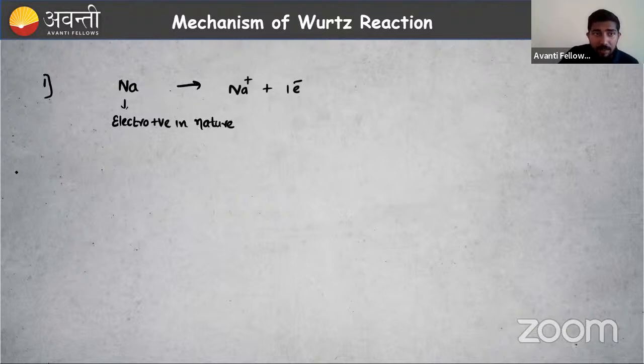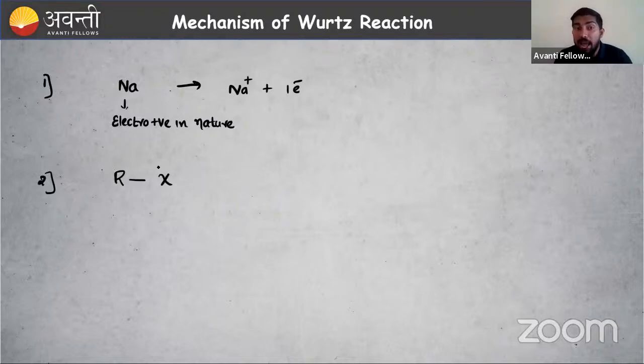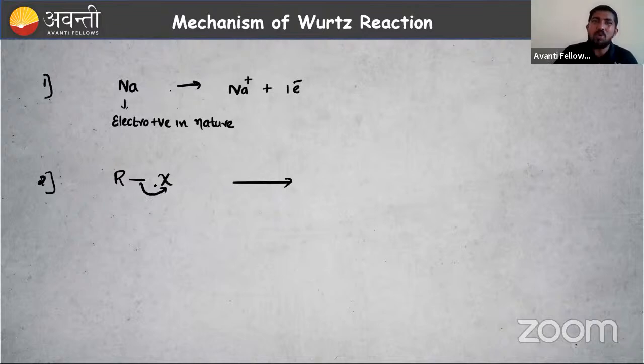Then in the second step, we have RX, our alkyl halide. What is happening here? This halogen is highly electronegative, so it takes the electron from this bond and goes far away from our alkyl group. It is taking the electron and becomes highly negative, so X minus is formed. If it is taking the electron, then R plus should be formed. But R plus is not formed. So what is happening here?